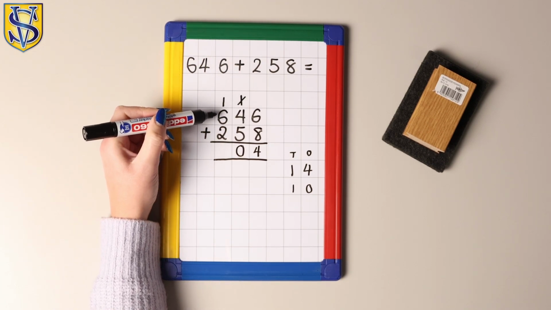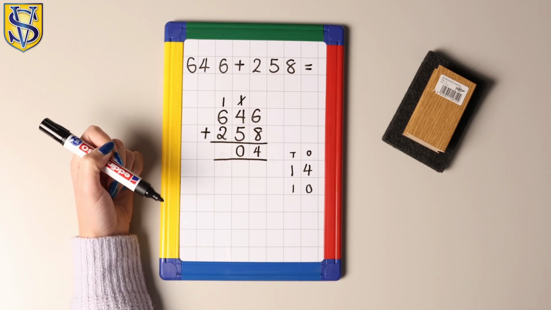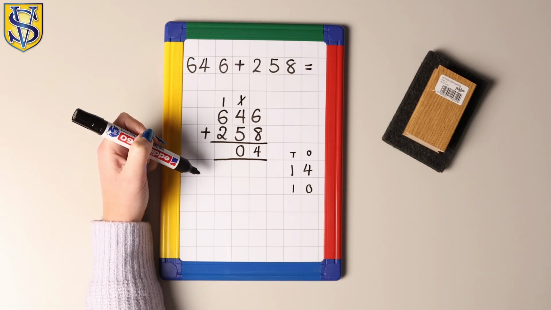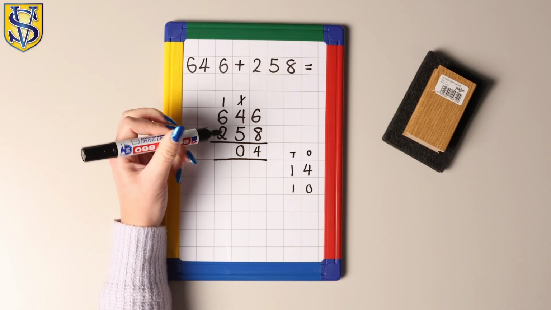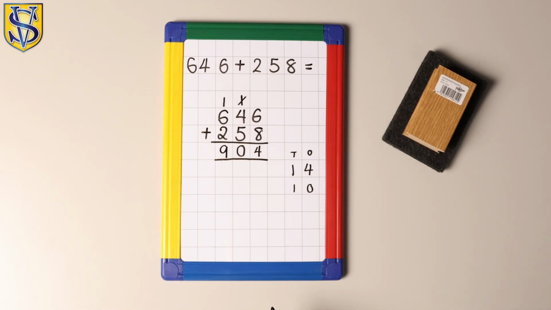And then again, this is really 600 add 200 add 100, but to make it easy in your head, you can read it as 6 add 2 add 1. So 6 add 2 is 8. Add 1 is 9, so I'm going to put the 9 there. And the answer to 646 add 258 is 904.